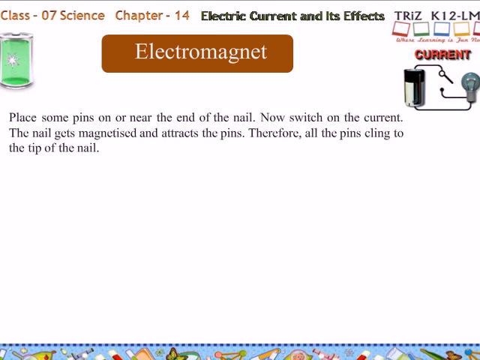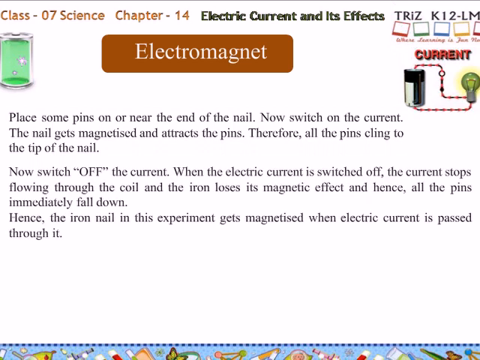Place some pins on or near the end of the nail. Now switch on the current. The nail gets magnetized and attracts the pins. Therefore, all the pins cling to the tip of the nail. Now switch off the current. When the electric current is switched off, the current stops flowing through the coil and the iron loses its magnetic effect and hence all the pins immediately fall down.